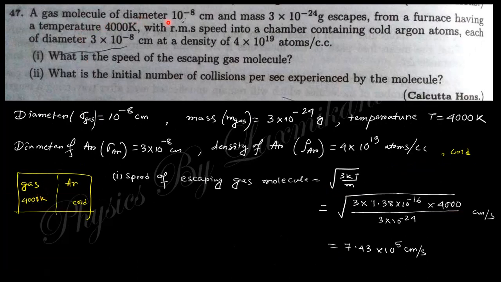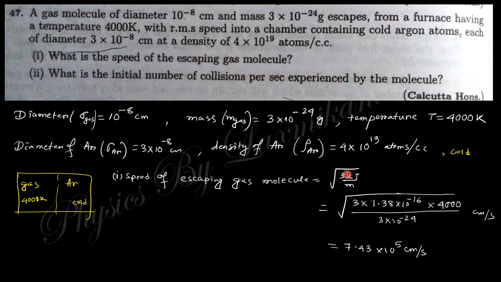Go to the next one. A gas of molecules of diameter, this is the diameter of this gas, and this is the mass, and this temperature will be like that. With the RMS speed, chamber containing cold argon, each diameter will be like that, and density is there. What is the speed of escaping gas molecule? The speed of escaping gas molecule will be like that.